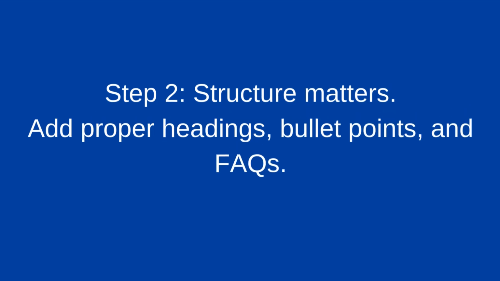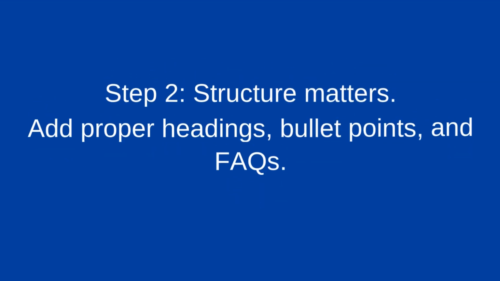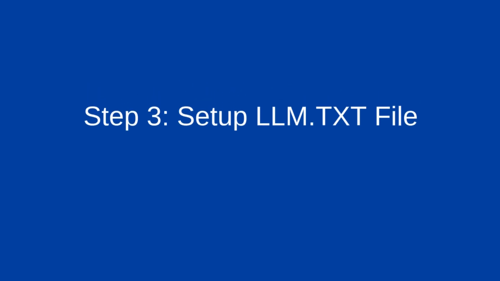Step 2. Structure matters. Add proper headings, bullet points, and FAQs. AI tools scan content fast, so make it scannable. If you're using WordPress, RankMath automatically adds schema like article and FAQ schema, which helps AI engines understand your page layout perfectly.